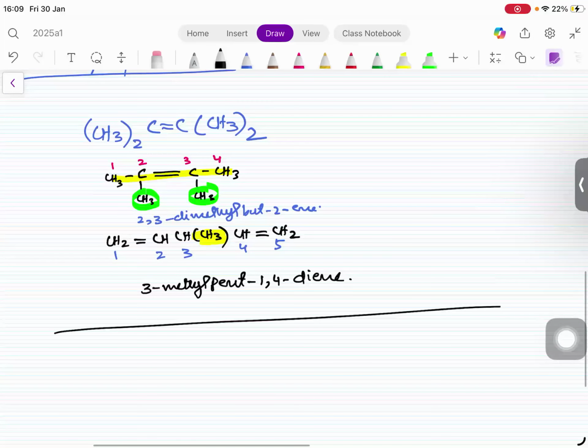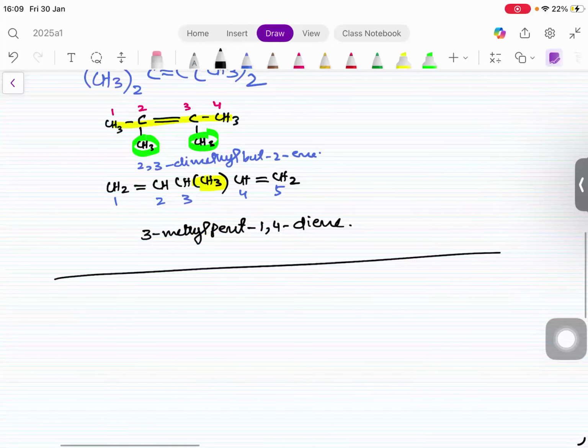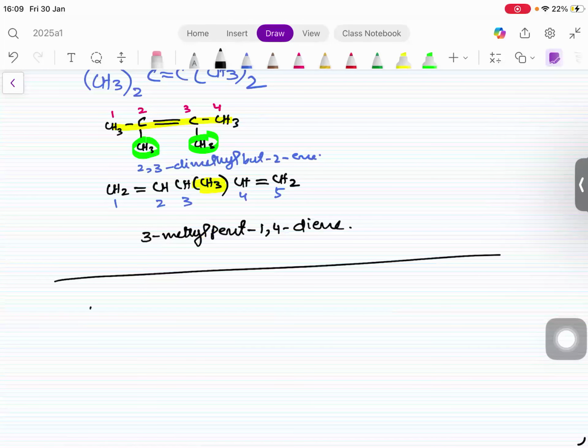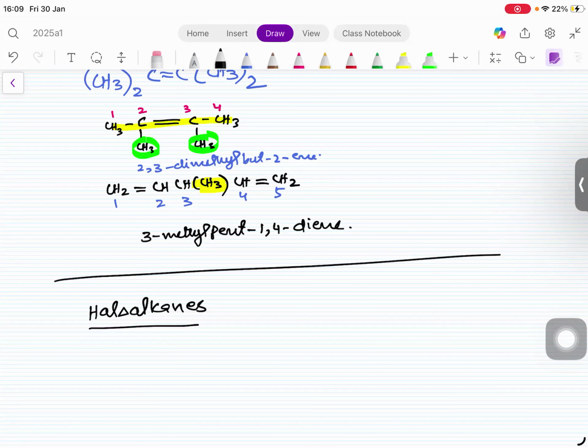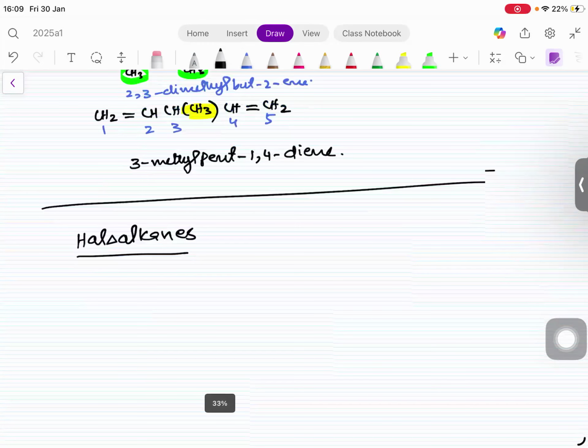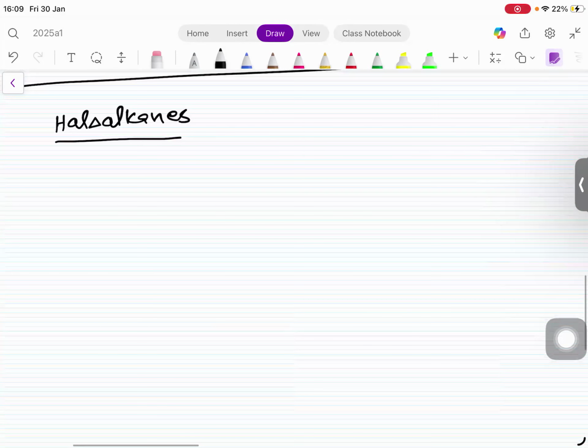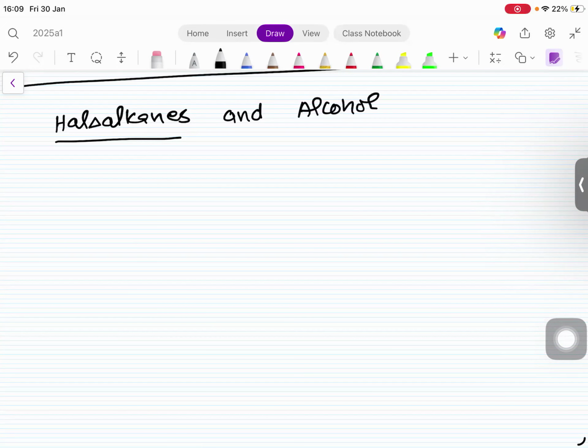The next functional group is haloalkanes. Now we are out of the hydrocarbons. Please look at the haloalkanes and alcohols. Let's combine two functional groups together. That will speed up our work.